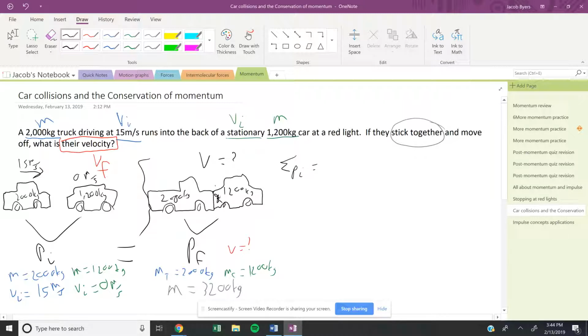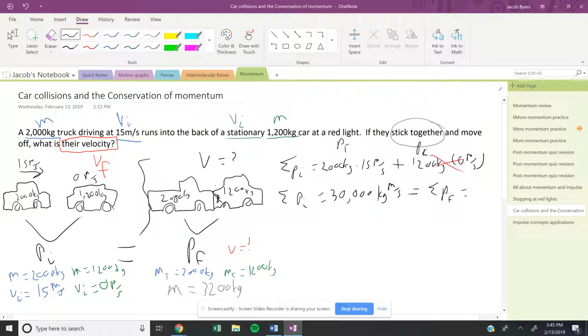Because you find the momentum of the truck, we've got 2,000 kilograms times 15 meters per second, plus the momentum of the car, which is going to be 1,200 kilograms times 0 meters per second. Okay, 1,200 times 0 is 0, so that cancels out to nothing. And our initial momentum then will equal 2,000 times 15, which is 30,000 kilograms meters per second. Which, by the law of conservation of momentum, our entire final momentum must be that as well.